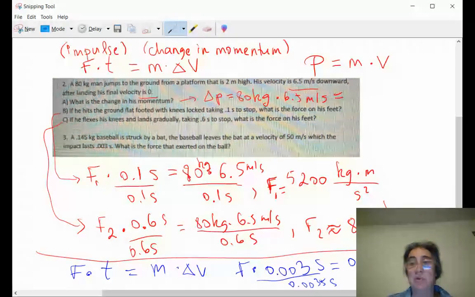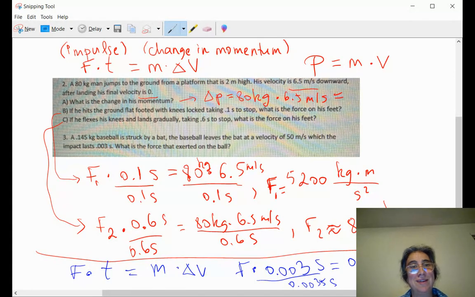And I'm gonna let you carry on the rest and find out what would be the final force that applies to the bat. No, the final force of the bat that applies to the ball. There you go.